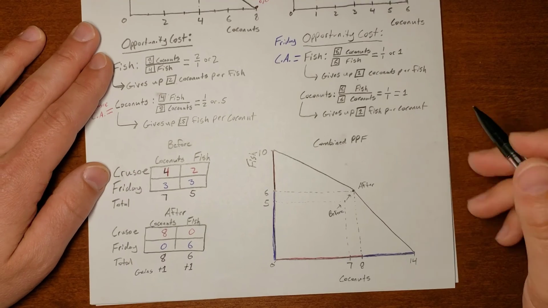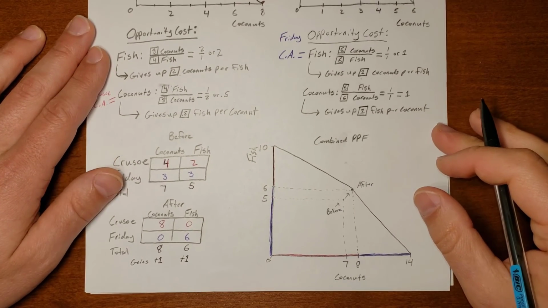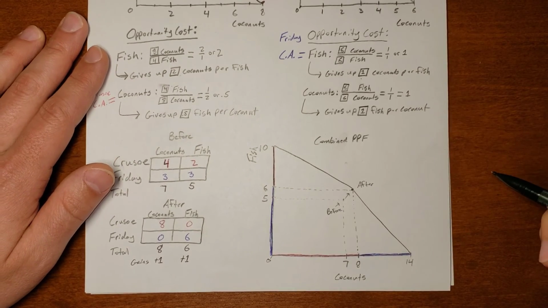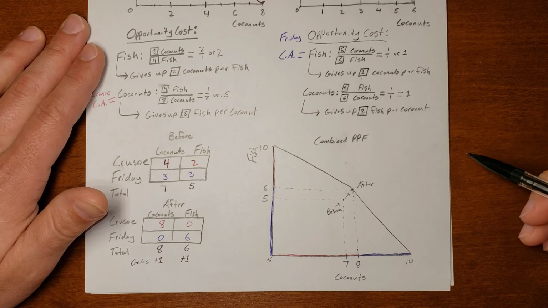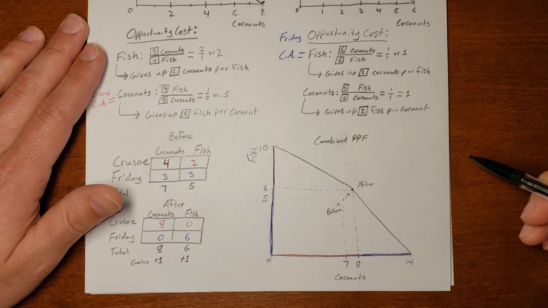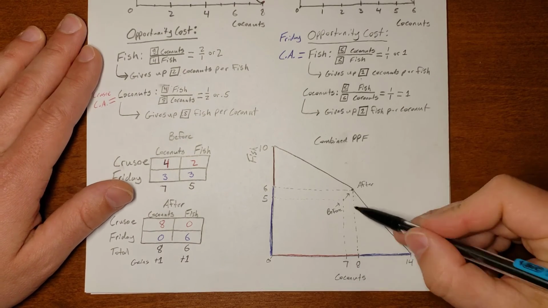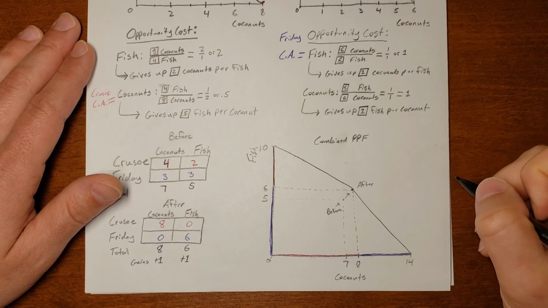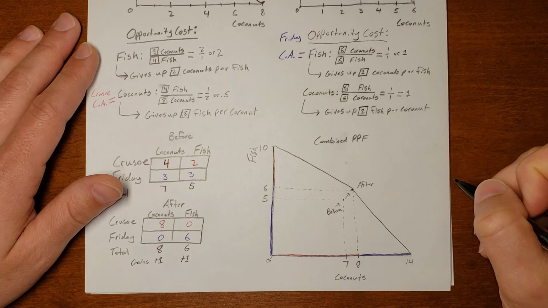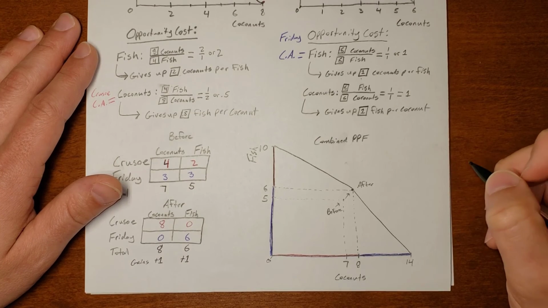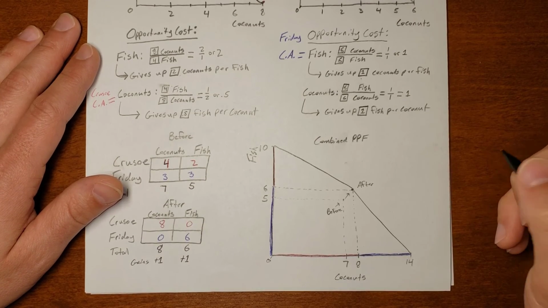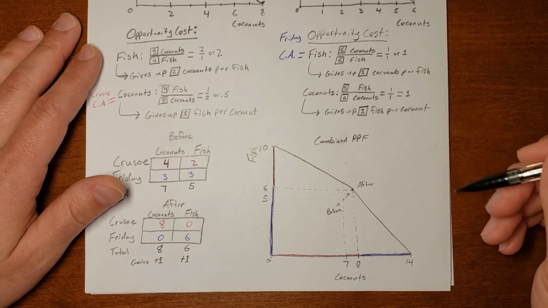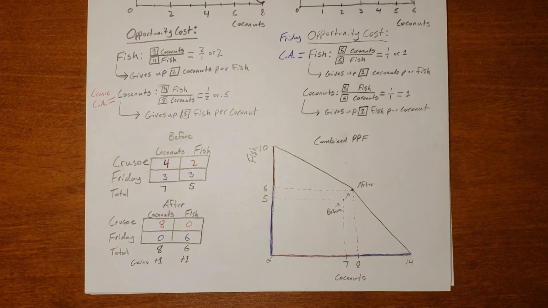Well, why does it have this rather unusual shape? Why isn't it a straight line PPF as the other ones were with constant opportunity cost? Okay, well, this demonstrates the idea of what we call increasing opportunity cost. An increasing opportunity cost simply means as you produce more and more, you're going to have to give up more and more of the thing that you're giving up. Okay, so let's explain how this works.